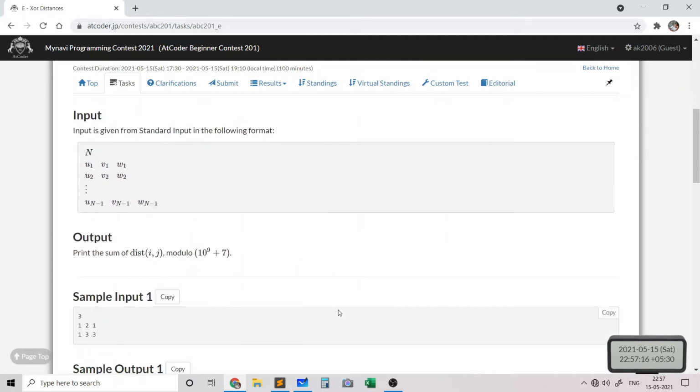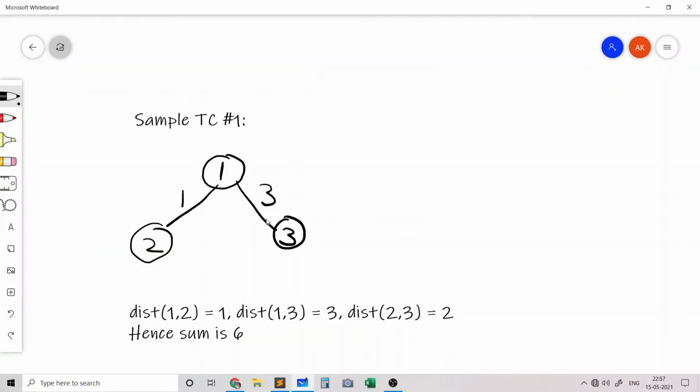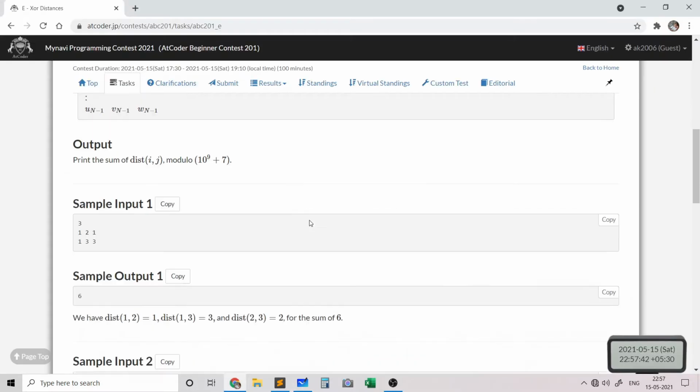So in the first sample test case, we are given this tree. I've rooted the tree at 1, which is a good idea when you first think of this problem. Then these are the two edges, and we compute distance of 1 to 2 to be 1, distance of 1 to 3 to be 3, and distance of 2 to 3 to be 2, and the sum of these distances is 6, and that's our output, 6.